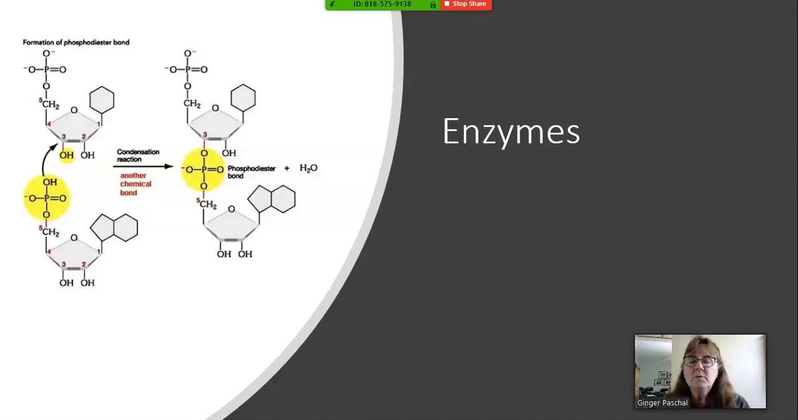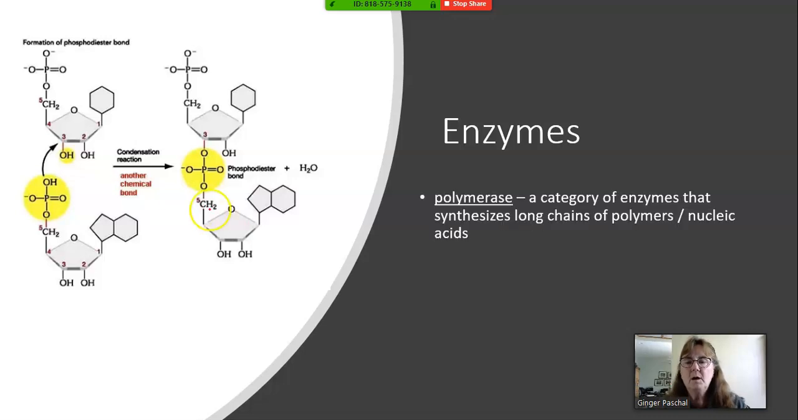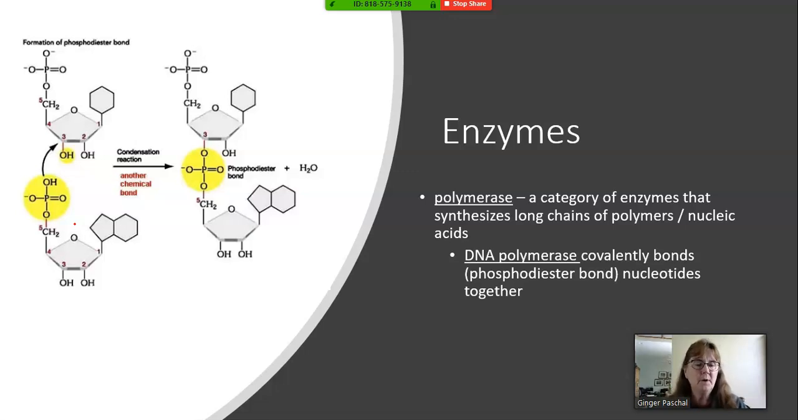So you can see here we have two nucleotides. We've got one up here and one down here, and what we're going to demonstrate here is an enzyme called polymerase. Polymerase is actually a category of enzymes that synthesize long chains of polymers together, and the polymer we're talking about making right now is a nucleic acid. So that's why we've got a nucleotide up here and a nucleotide down here. The specific polymerase that we're going to work with is DNA polymerase.